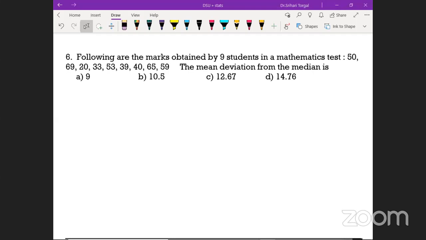Yes, answer this. Write it in ascending order first. Find out the median. Then you take the difference because mean deviation is required. Take the difference with the original data, add them and divide by 9. That will give you the answer.